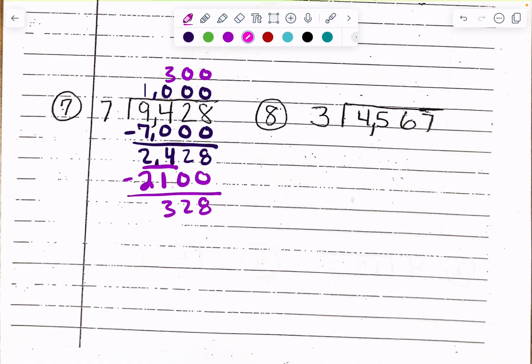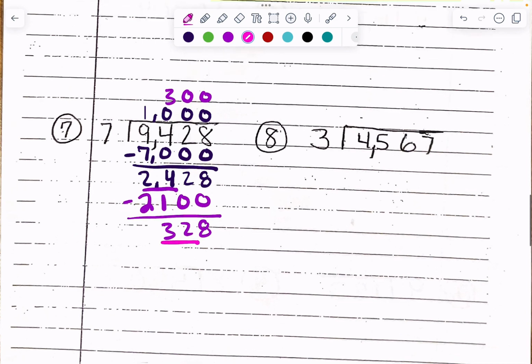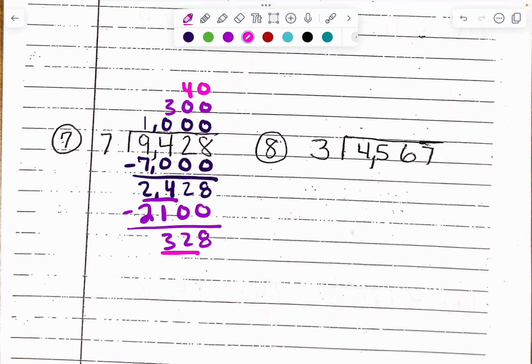7 can't go into the 3, so it can go into 32. So I know it can go into it up to 40. So 4 times 7 equals 28, and I have that 0. Now I subtract. Okay, now this one, I can't do 2 minus 8. I need to borrow from my neighbor. I know that 12 minus 8 equals 4. My last step is right here.